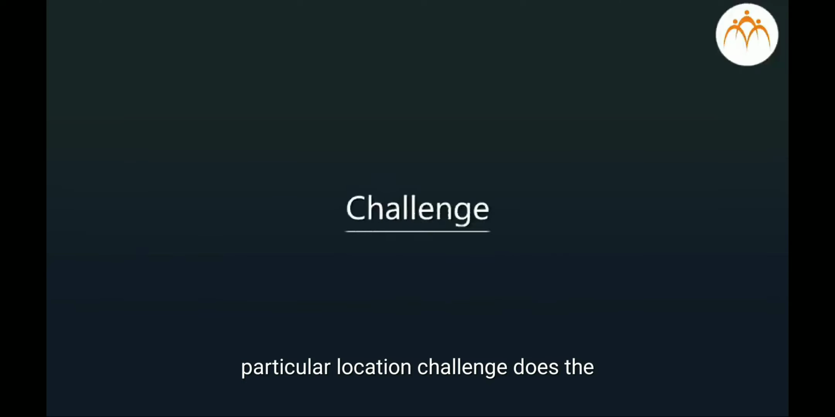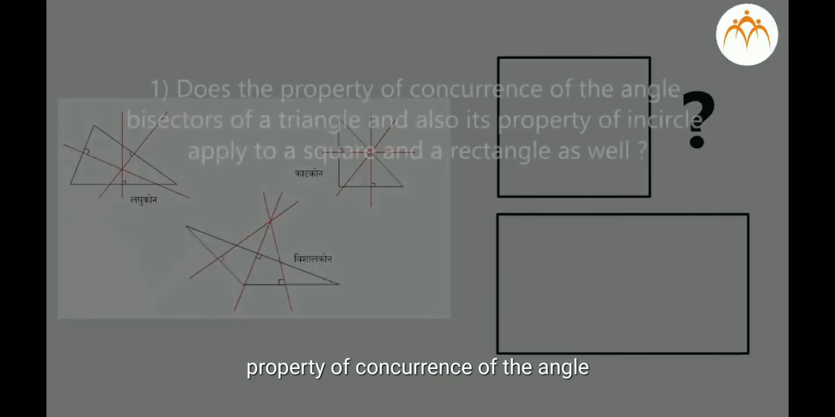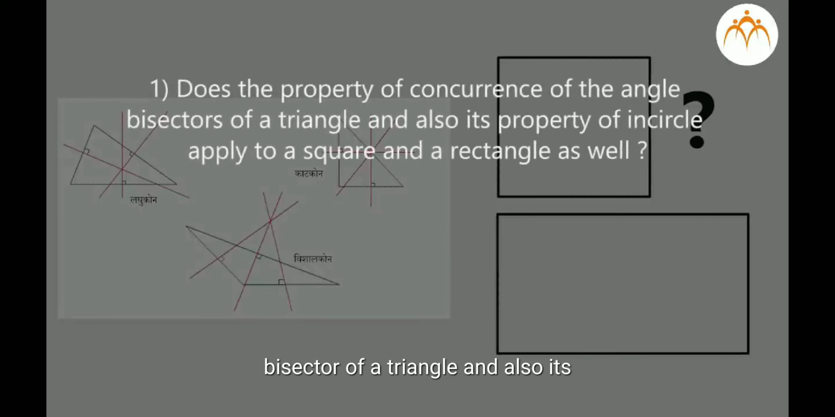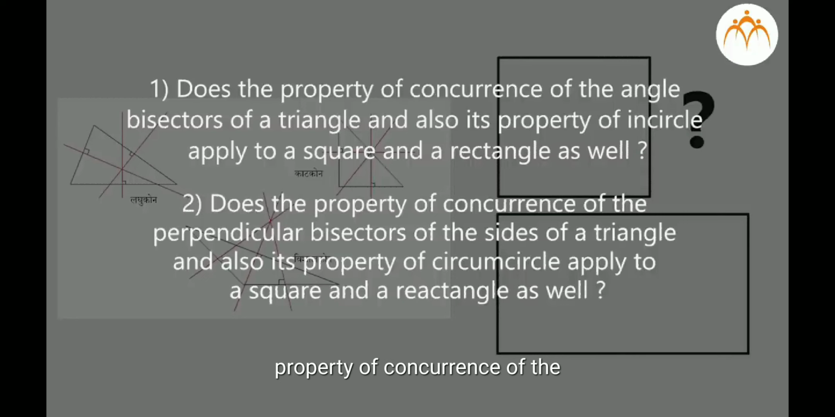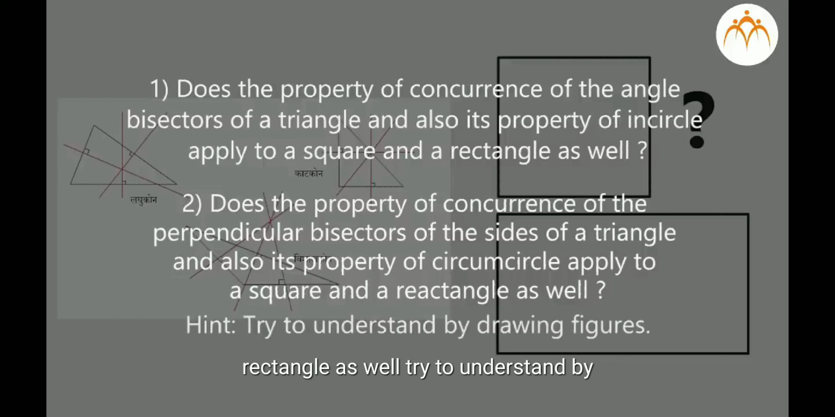Challenge. Does the property of concurrence of the angle bisectors of a triangle and also its property of incircle apply to a square and a rectangle as well? Does the property of concurrence of the perpendicular bisectors of the sides of a triangle and also its property of circumcircle apply to a square and a rectangle as well? Try to understand by drawing figures.